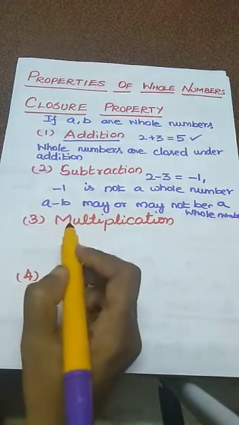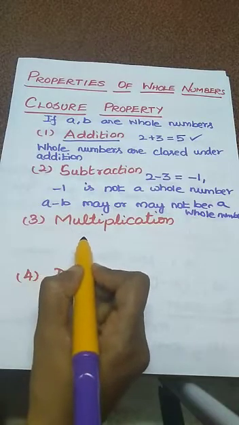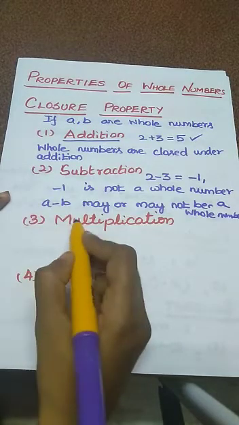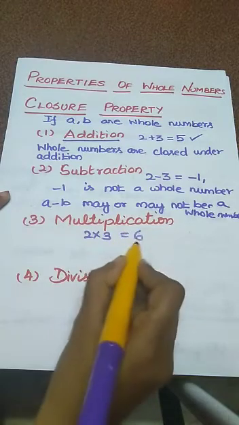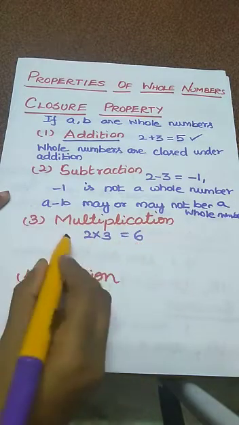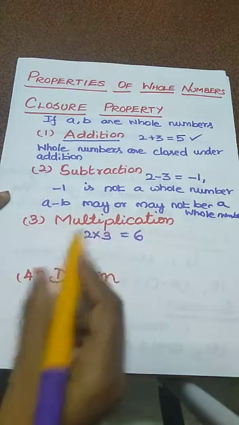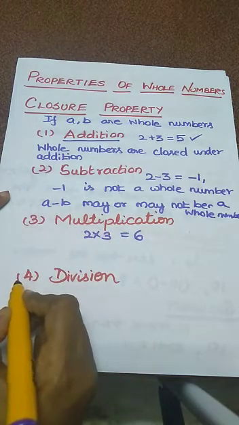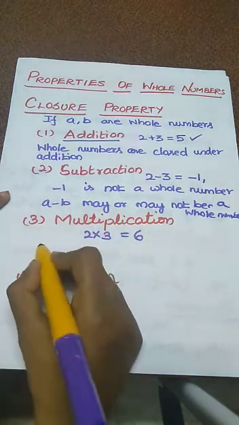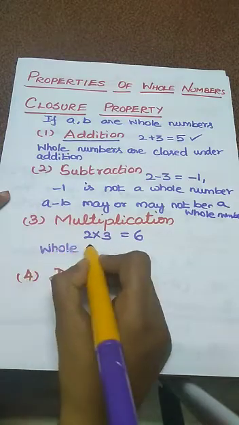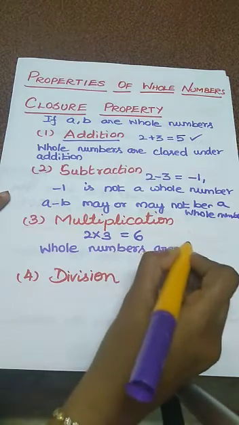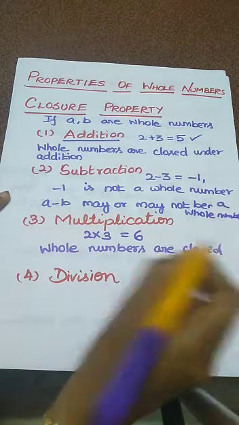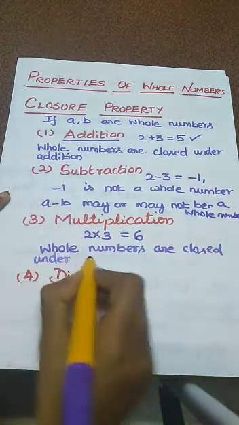Again, take multiplication. For multiplication also you can use any numbers. Suppose you take two numbers, 2 into 3. What is the answer? 2 times 3 is 6. 6 is also a whole number. So the closure property is true in multiplication. So we write that whole numbers are closed under multiplication.